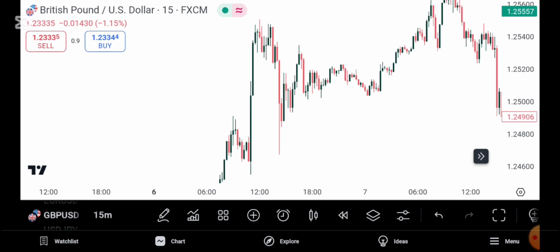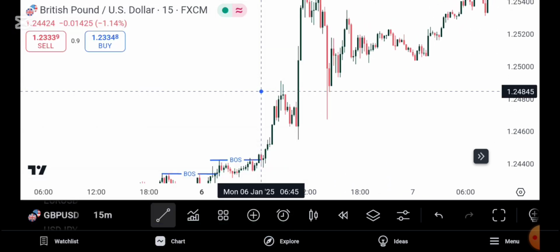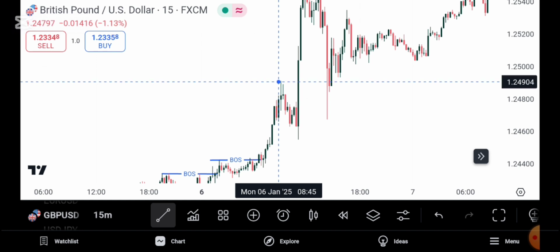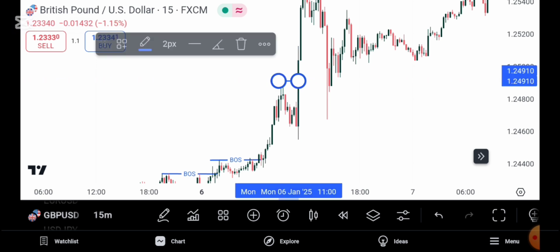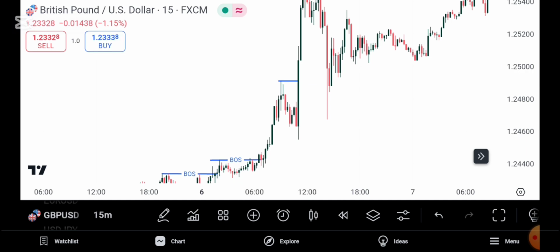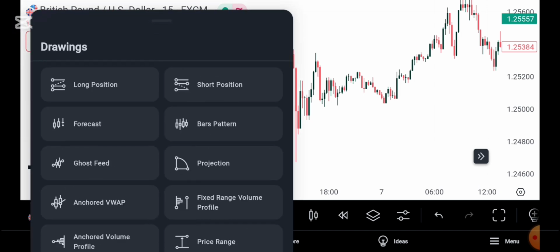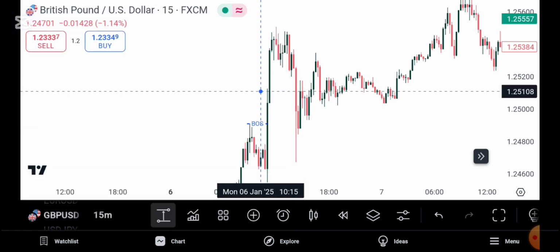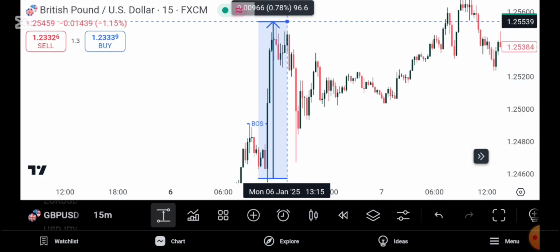And there was another break of structure at this point. This is 15 minutes, so a 15 minutes break of structure. Then we enter this major push, so you can see we had this major push all the way to this point.